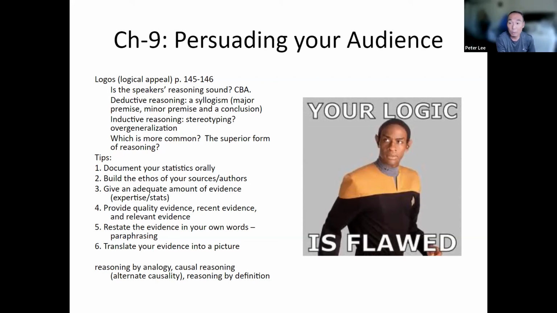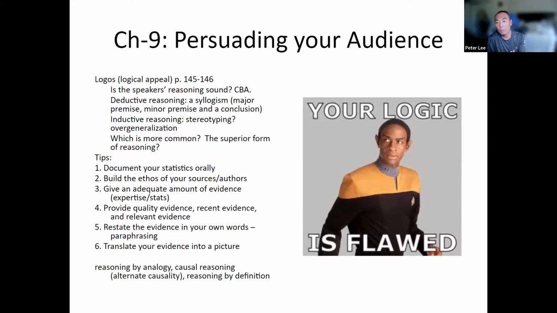My friend Juan is Mexican. Juan loves tacos. Therefore, is it fair for me to generalize that all Mexicans love tacos? Or how about this one? Juan's Mexican. Juan loves soccer. Therefore, all Mexicans love soccer. So you can see that that's what inductive reasoning is.